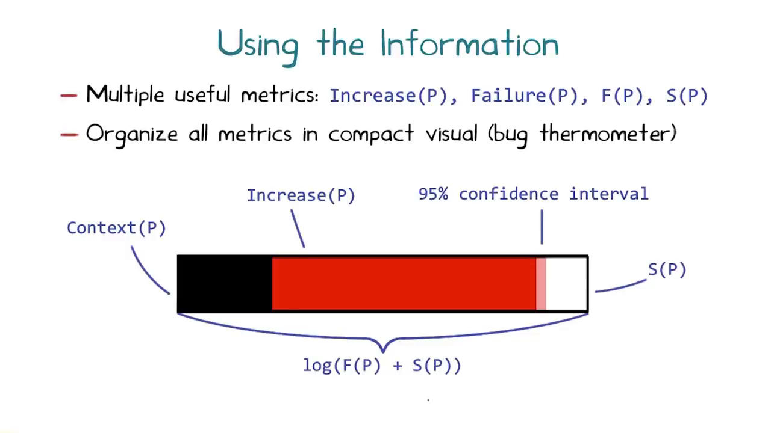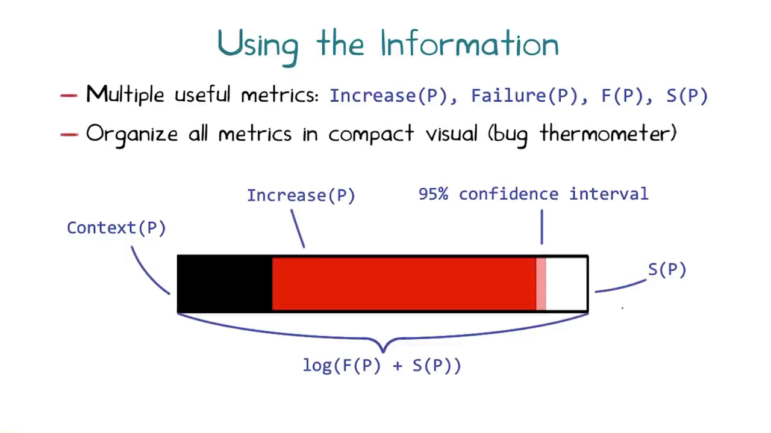The thermometer has a sequence of bands of different colors. The black band at the left end of the thermometer represents the context score of the predicate. The red band represents the increase score of the predicate. More specifically, the lower bound of the increase score with 95% confidence. The pink region represents the size of the confidence interval. And the white band at the right end of the thermometer represents the number of successful runs in which the predicate was observed to be true.